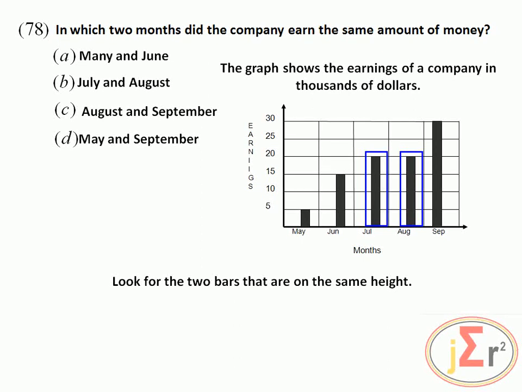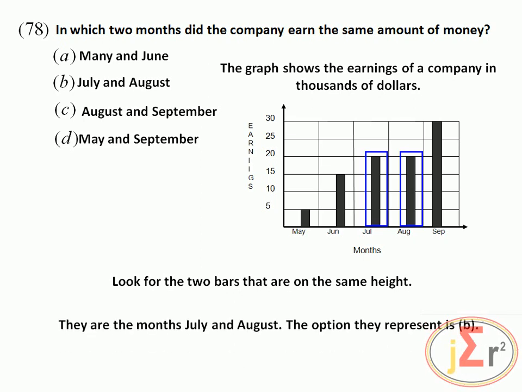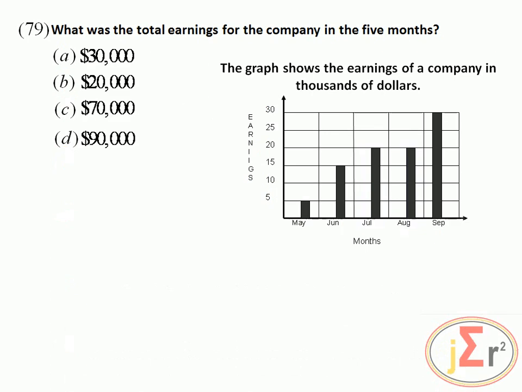July and August. And what option is that? B, option B. That's correct. They are the months July and August. The option they represent is B. Good.